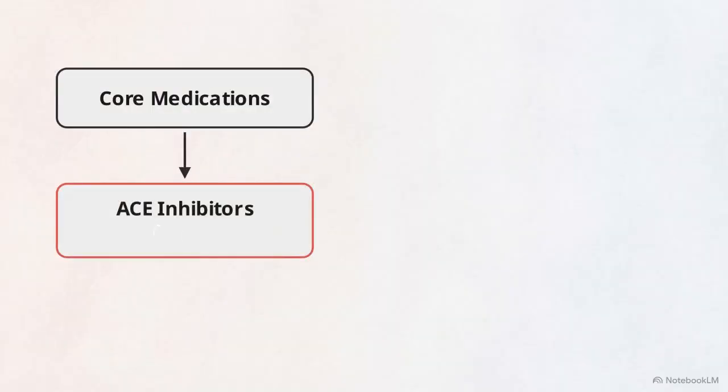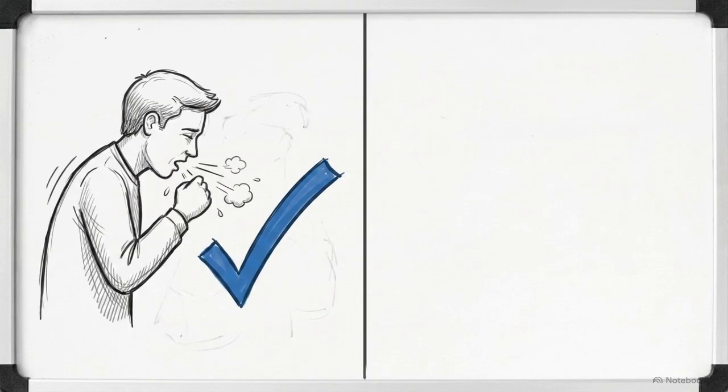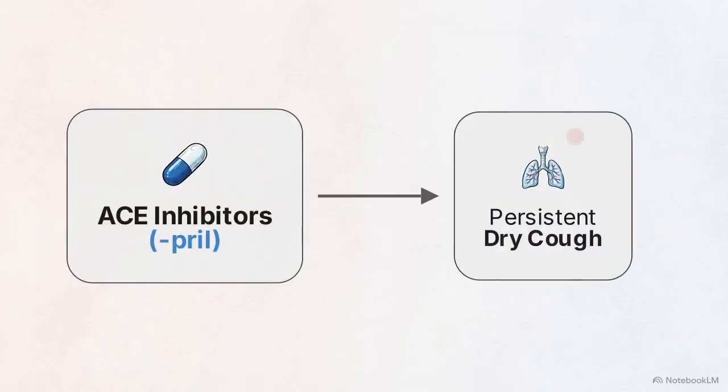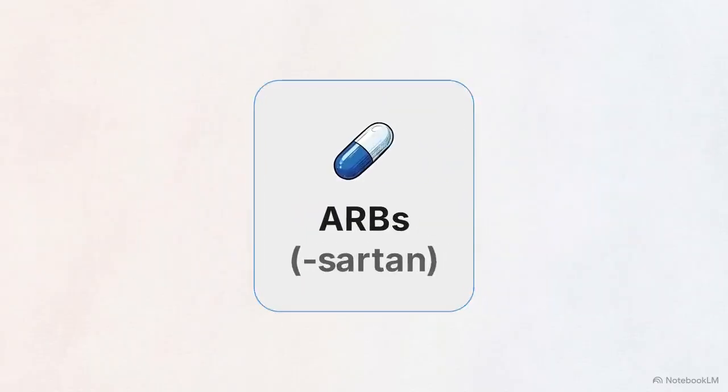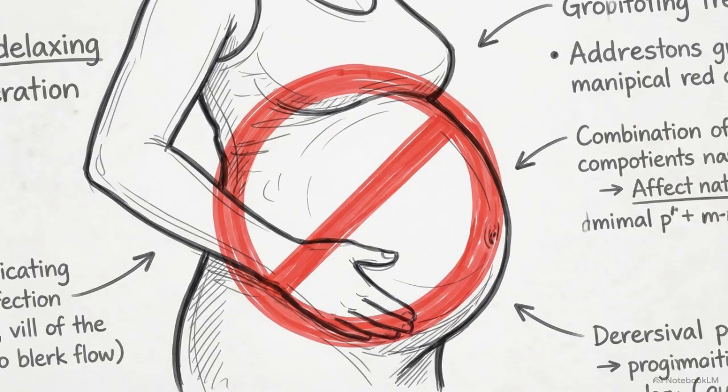Next are ACE inhibitors, ending in pril. These act as vasodilators. You need to distinguish between their side effects. A dry, persistent cough is expected, but swelling of the face and lips indicates angioedema. That is a life-threatening airway emergency. If a patient cannot tolerate the ACE inhibitor cough, they are switched to ARBs, ending in sartan. The absolute safety rule here is that they are entirely contraindicated in pregnancy.